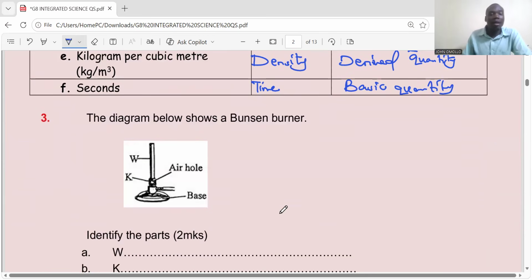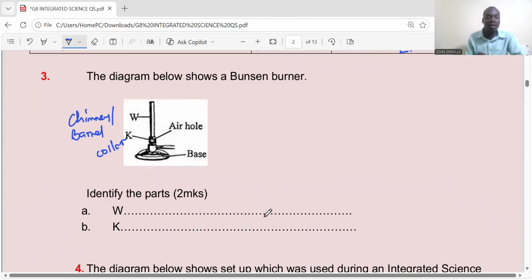Number 3, the diagram below shows a Bunsen burner. So this one again is grade 7 work, Bunsen burner. The part labeled W, this one is the chimney, or the chimney can be called barrel. The part labeled K, this one is the collar. Now let's dive to the question. Identify the part W. Just like I've mentioned, W is the chimney. And we are also going to accept barrel.